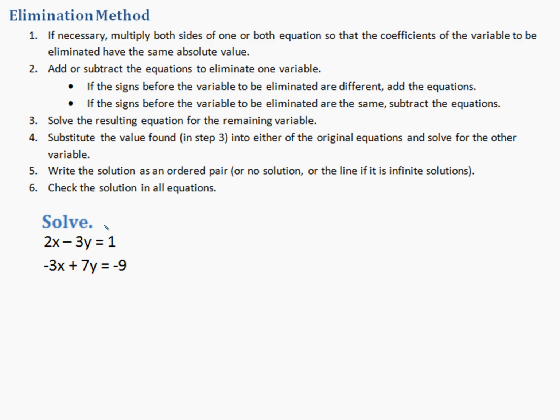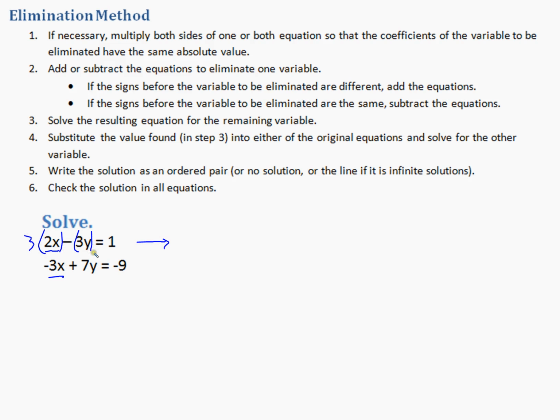I'm going to go ahead and eliminate the x's here. So looking at these numbers, we have a 2x and a negative 3x. So we want to think, what number do both of those go into? And both of those numbers go into 6. So we would like to make these 6's. Well, how do we make a 2x 6? Well, we can multiply both sides by 3.